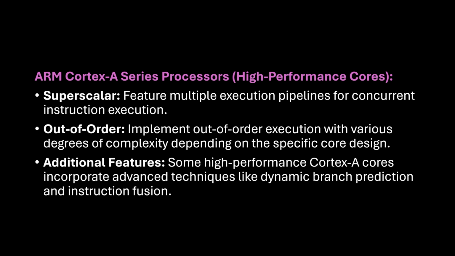And the last example, the ARM Cortex-A series processors, high-performance cores. Superscalar: they feature multiple execution pipelines for concurrent instruction execution. Out-of-order: they implement out-of-order execution with various degrees of complexity depending on the specific core design. Additional feature: some high-performance cores incorporate advanced techniques like dynamic branch prediction and instruction fusion.